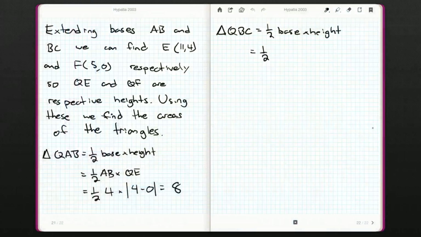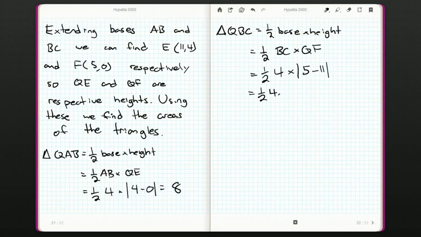Okay? So for those of you who are worried about that, here the area is going to be 1/2 times base BC times QF. Once again, the base is 4, and we're going to have 5 minus 11, so that's 1/2 times 4 times 6, and that's going to be 12.